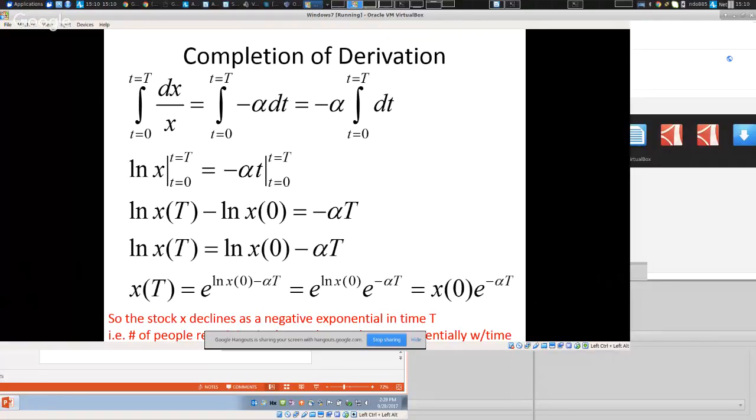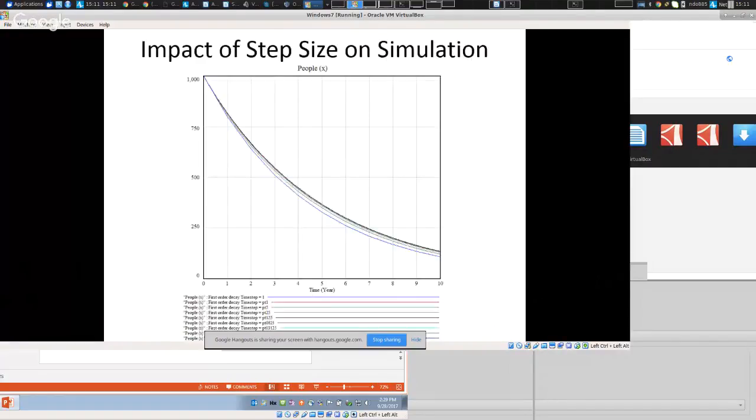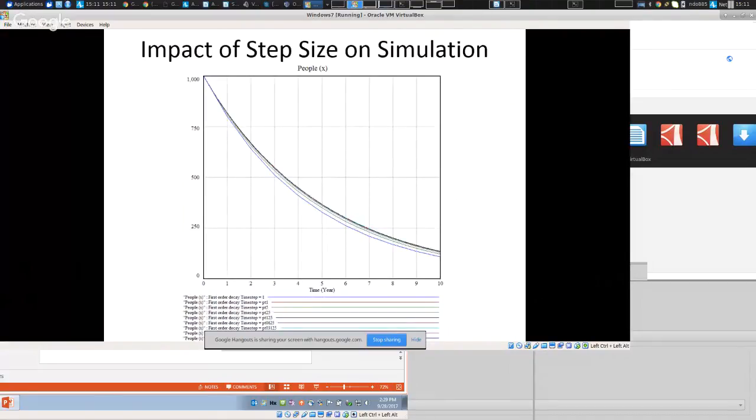T could be 3.21. T could be 1021.2. Whatever it is, this is going to tell you how much is remaining. Okay? And that, indeed, is exactly what this was approximating. We were performing what's called numerical integration of this, and we're getting closer and closer to e to the minus alpha t. Okay? That's how it decreases, e to the minus alpha t.